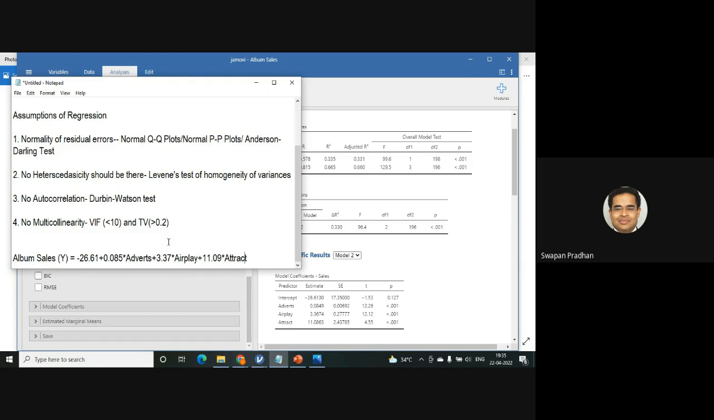Airplay. Why not attractiveness, sir? Because one unit change in attractiveness, that's what I said. Attractiveness and airplay, both. See, on advertisement he is spending 1,000 pounds and getting only 85 albums sold. Maximum albums are sold when the attractiveness of the band is increased.